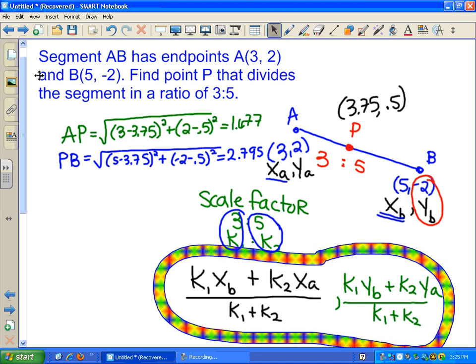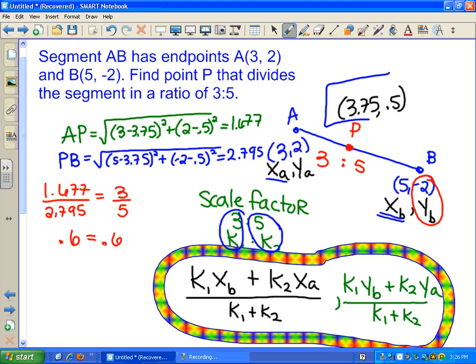Well, if I were to take the 1.677 and divide it by 2.795, that's going to be the same as me taking 3 divided by 5. Those ratios are the same. So on your calculator, if you go ahead and take 1.677 and divide it by 2.795, you get 0.6. And 3 divided by 5 is also 0.6. So we have divided that segment proportionally, and point P is (3.75, 0.5).